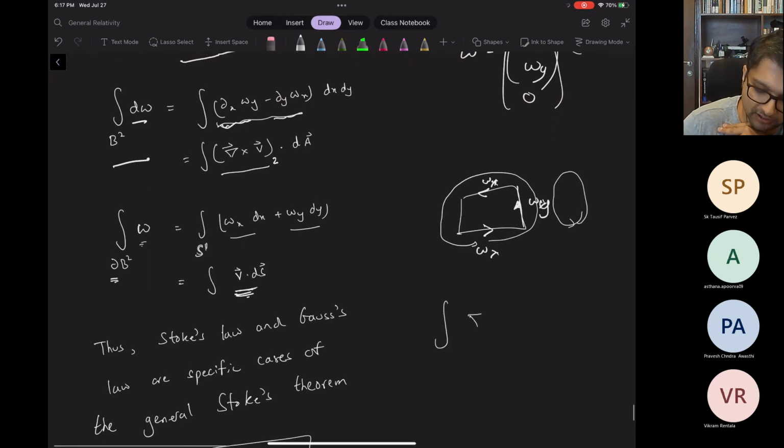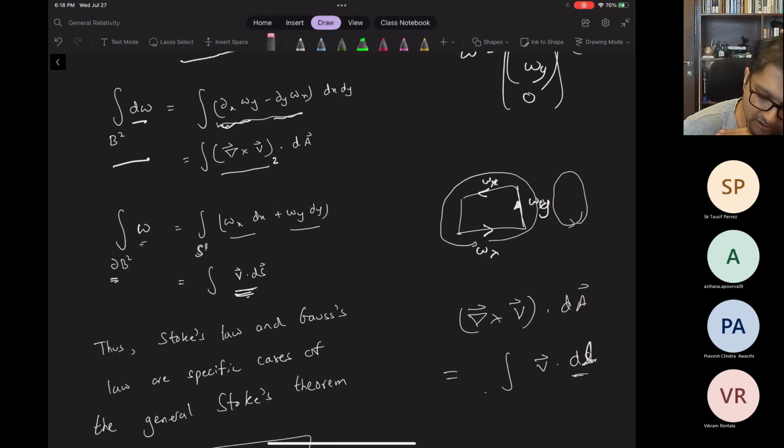So the integral of del cross v dot dA over an area is equal to the integral of v dot ds, or v dot dl, along a line. Over a closed loop, this is the integration. Sorry, this is some area, and this is the boundary of that area, the closed loop.